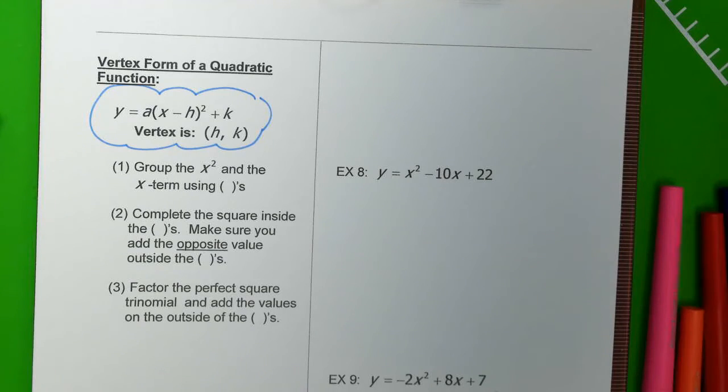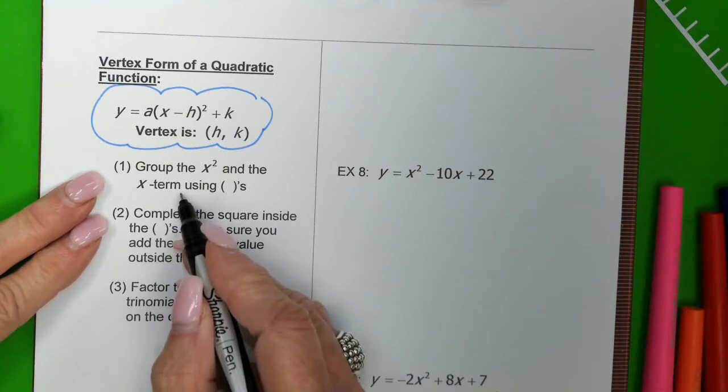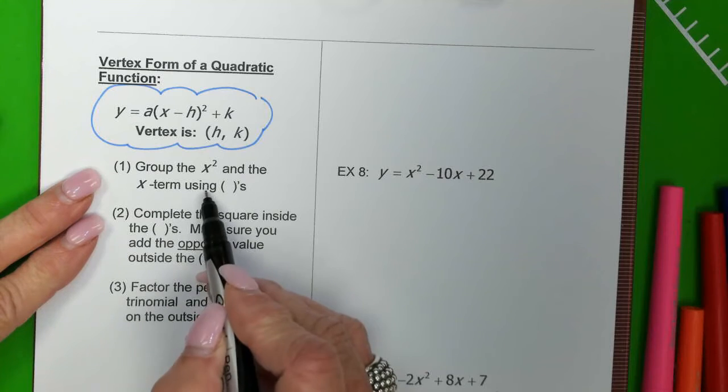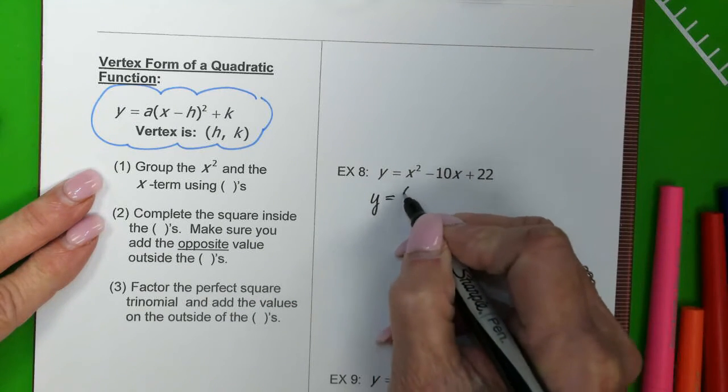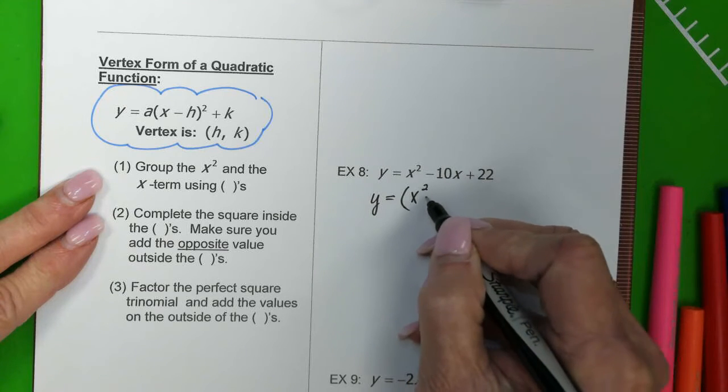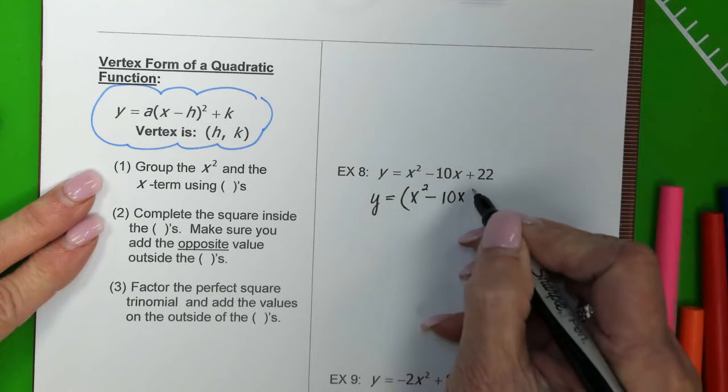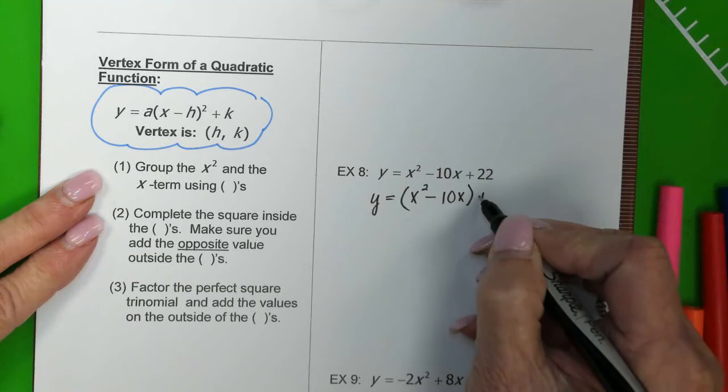Okay? All right, so what you're going to do is you're going to group the x squared and the x term using parentheses. So we're just going to put parentheses around the x squared and the x term.